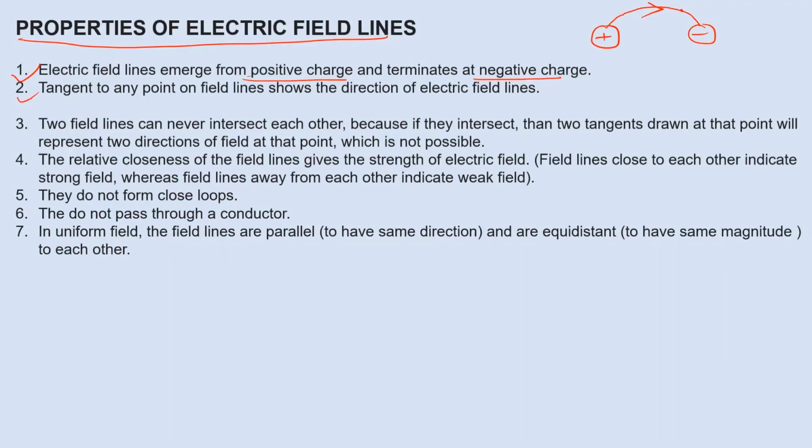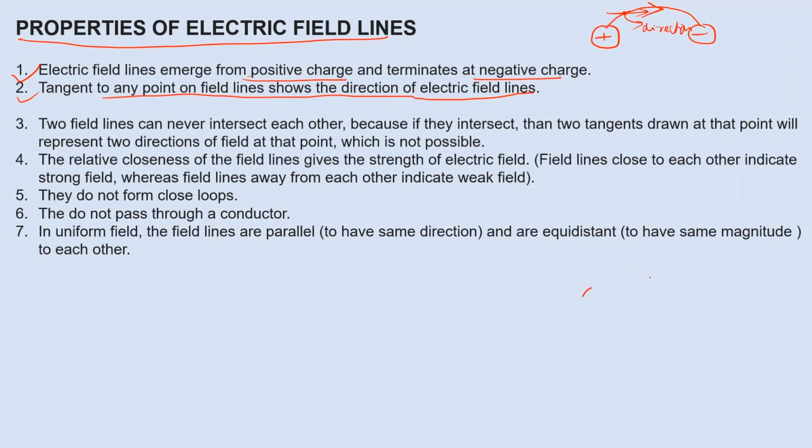The second point is that if you draw a tangent at any point on this electric field line, it will give you the direction of the electric field lines. So it is written here, the tangent at any point on field lines shows the direction of the electric field lines. Clear?